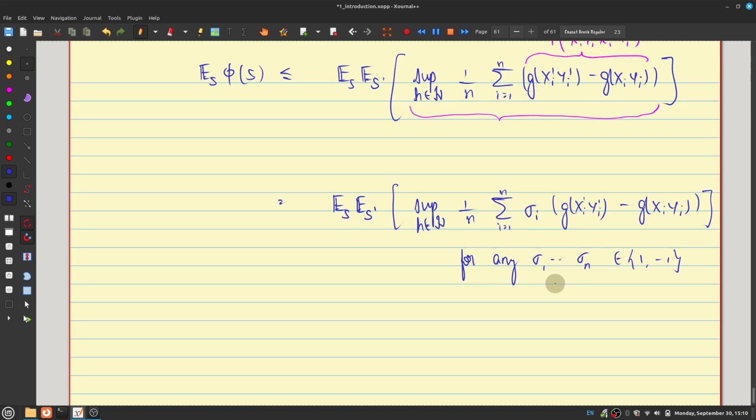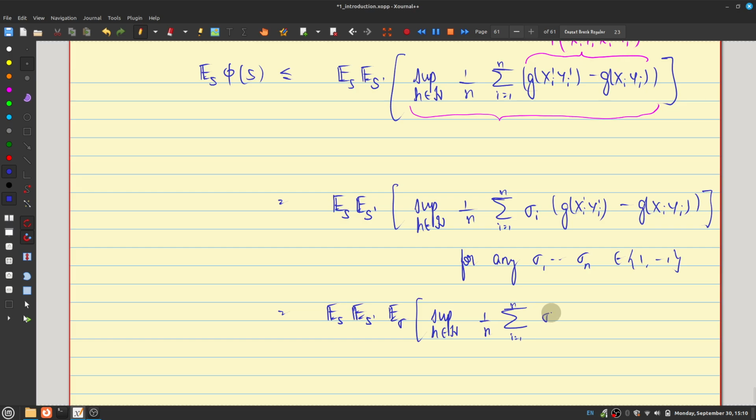And since this is true for every configuration, it's also true for a random configuration. So this is equal to expectation over S, expectation over S prime, expectation over sigma of supremum over all h, 1 over n, i equal to 1 to n, sigma i times g of xi prime yi prime minus g of xi yi prime.